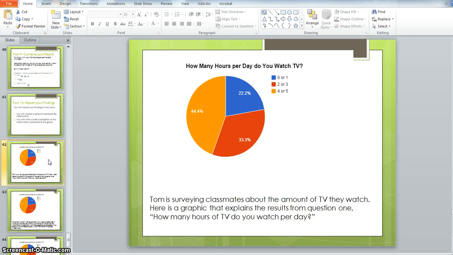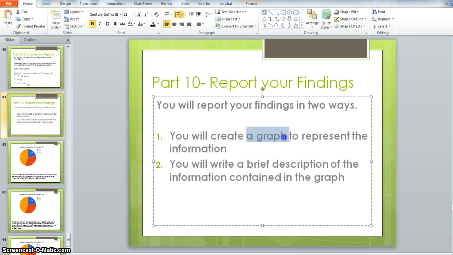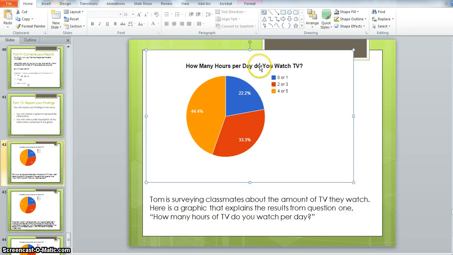Okay, so assuming that you've gone through and tallied, now you're going to go ahead and, as I mentioned, you're going to make your graphs, and then you're going to write your description. So let's take a look at what that's going to look like. Say your question was, how many hours per day do you watch TV? You're going to make some type of nice graph.